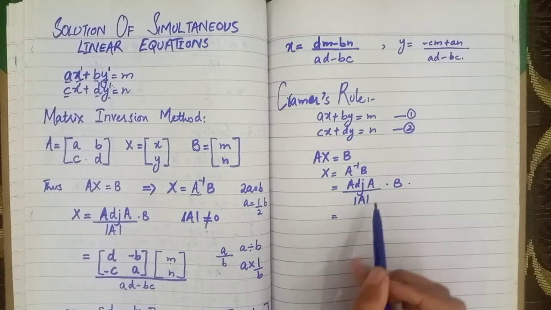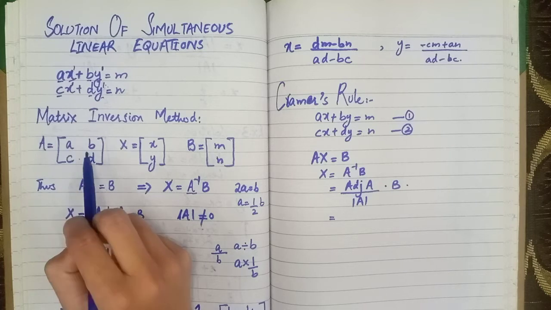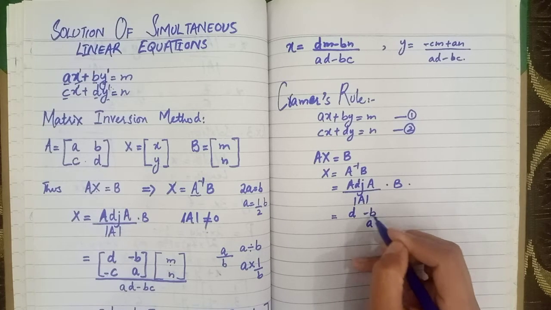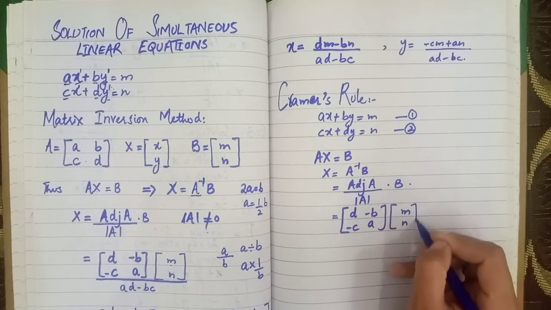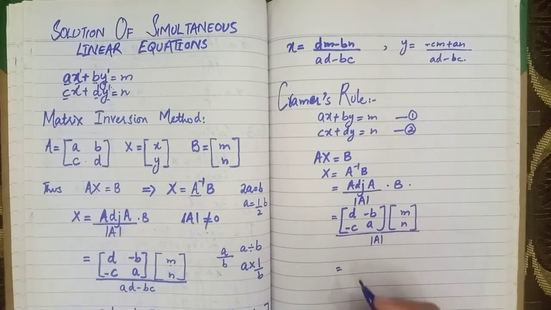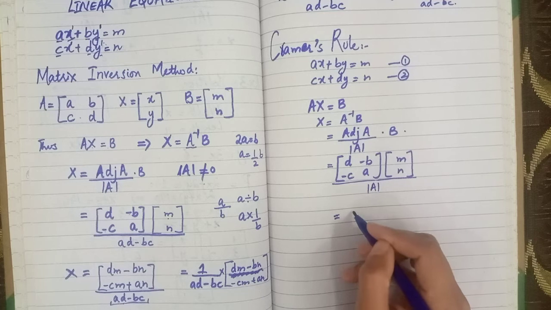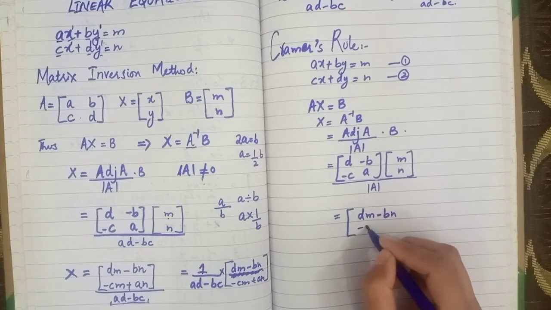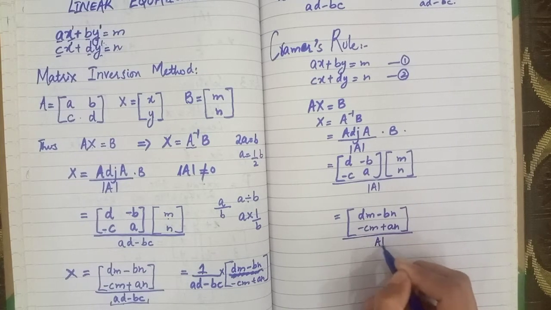We will take it again. Adjoint of A: the diagonal entries are going to be changed, giving d, minus b, minus c, a, multiplied with the matrix B, which is m, n, divided by determinant of A. Then multiply both, and we will gain dm minus bn, minus cm plus an, divided by determinant of A.